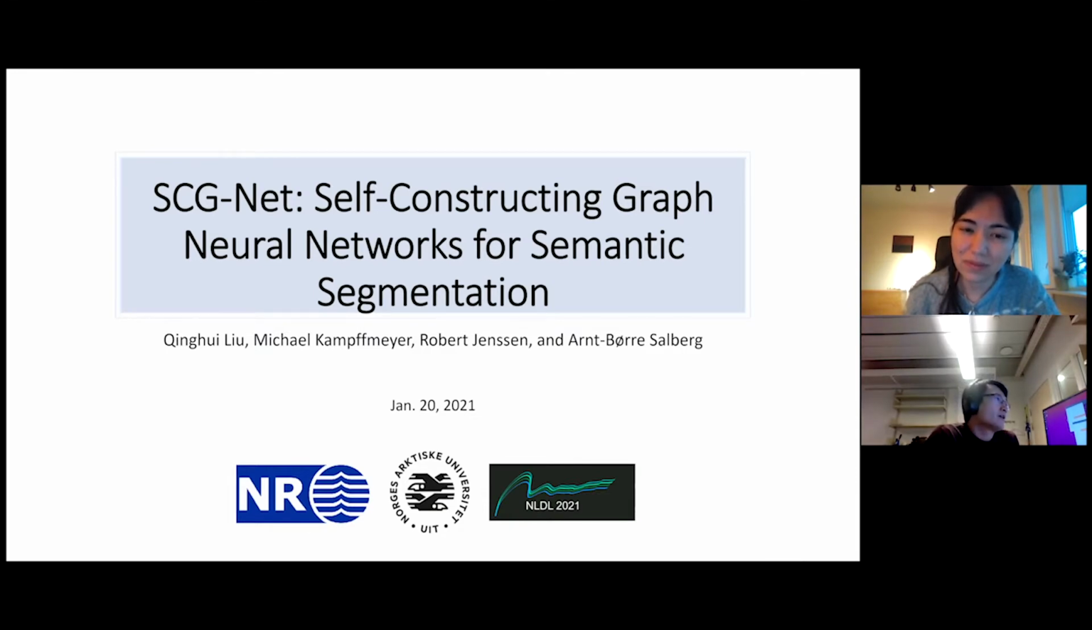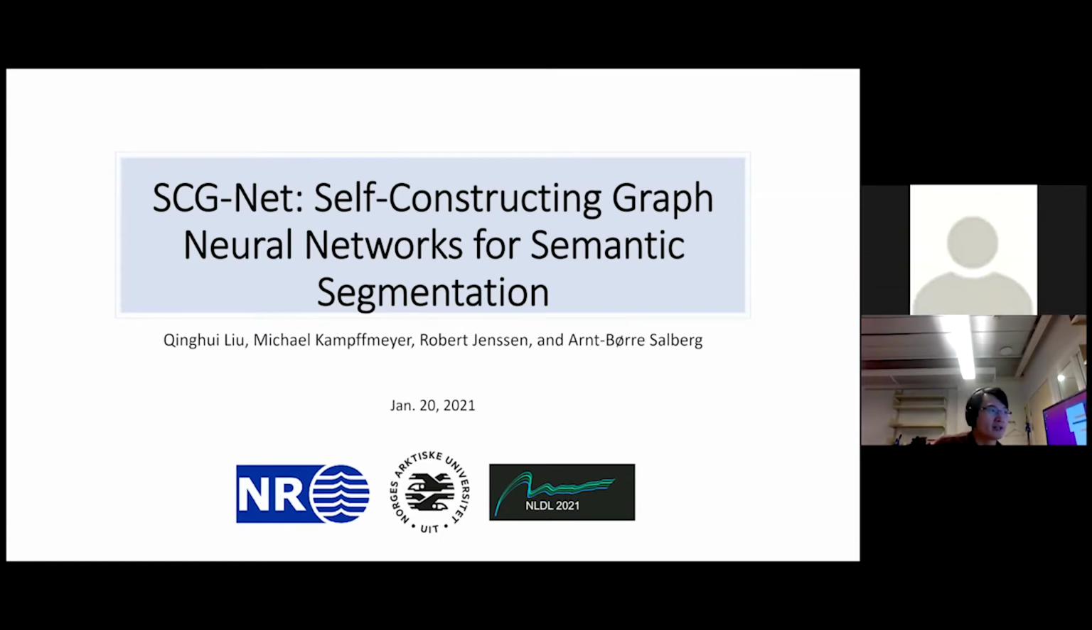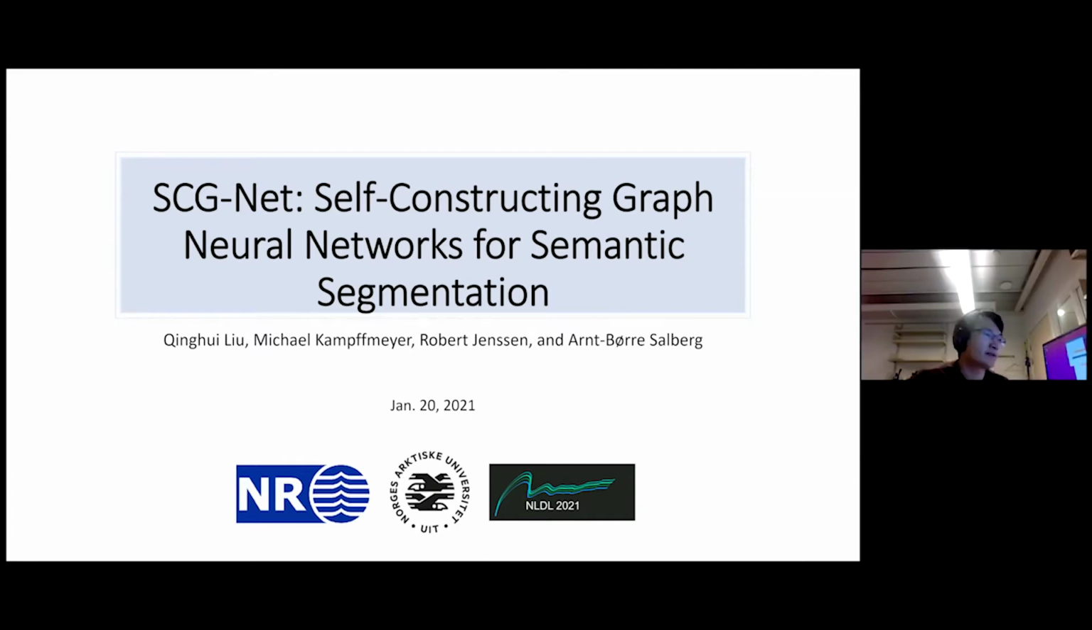So today I'm very happy to present our work, SCG-Net, self-constructing graph neural networks for semantic segmentation. This is joint work with Michael, Robert and Arnberg. They are also from the UiT Machine Learning Group and the Norwegian Computer Center.